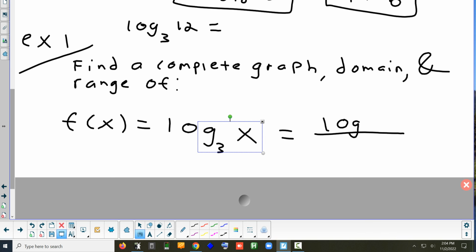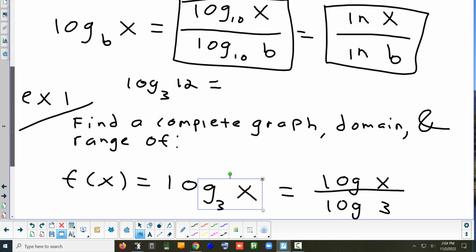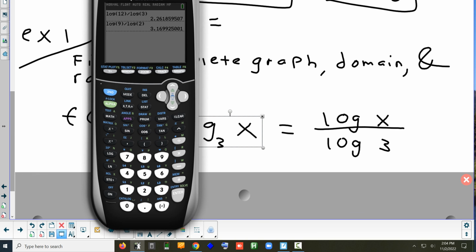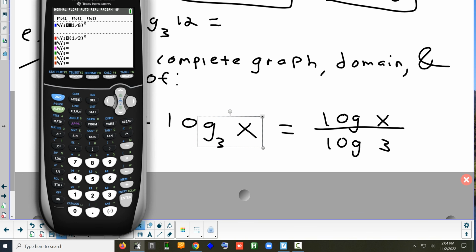Log x. And put log x in the top. And what are we going to put in the bottom? Yep. Log 3. Now, we could have said ln x over ln 3, and that would have been the same thing. I usually use log. Let's graph. All right, so let's type in log of x divided by, same deal with the parentheses, close it when you're done the top. It's going to open another one for the bottom. And then I like to close it, but you don't have to at the end. Let's do zoom 6.